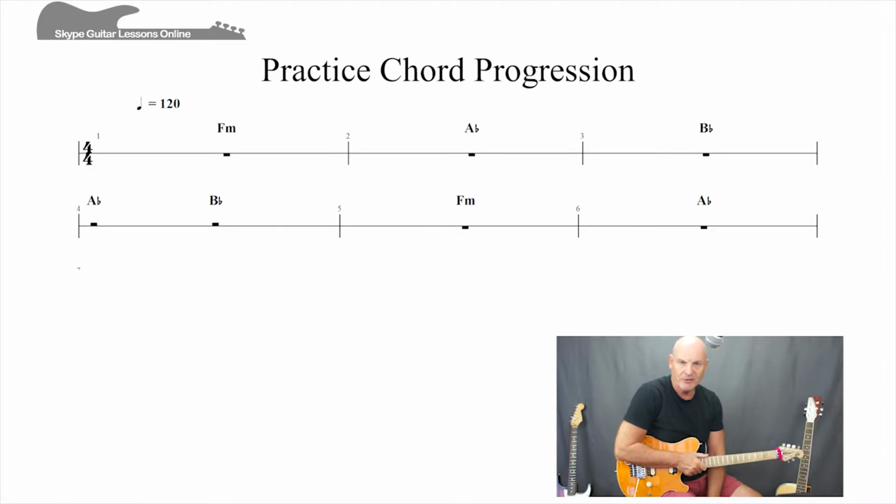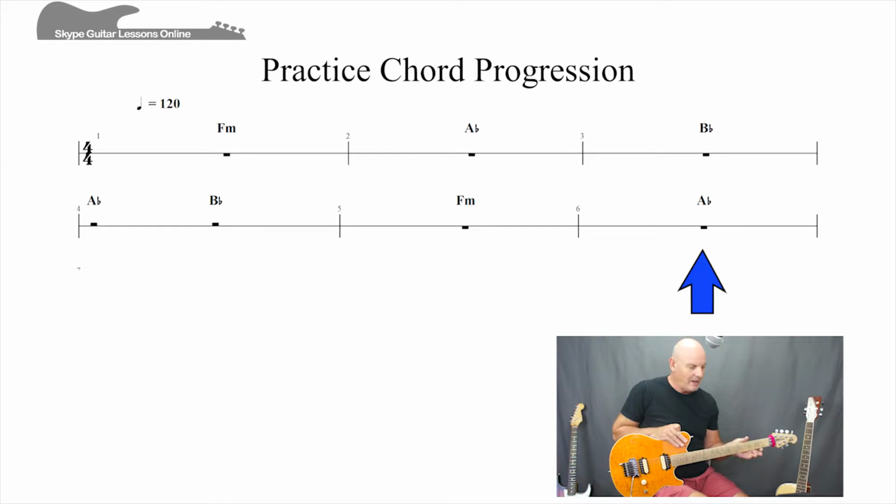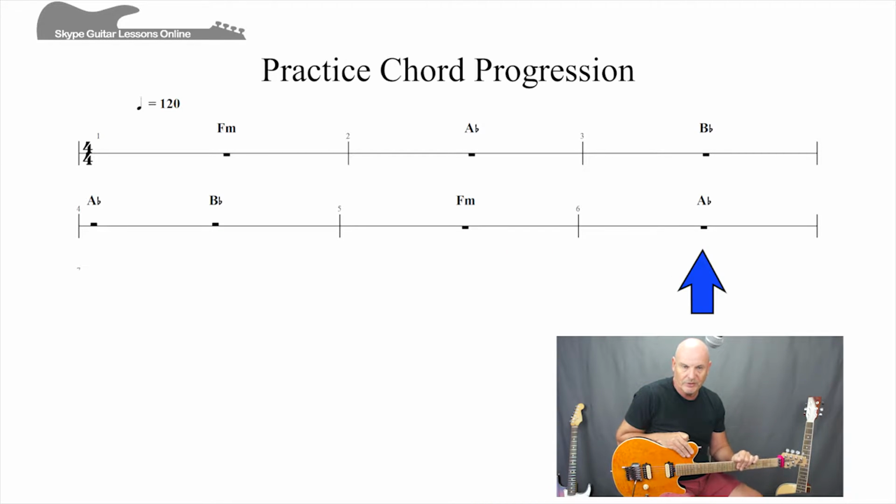Right, we've got the sheet in front of us, as you can see, and we start off with an F minor, going to an A flat, going to a B flat, A flat, B flat, back to an F minor, A flat. So we have the sequence of chords in front of us, and first out of the box is an F minor.